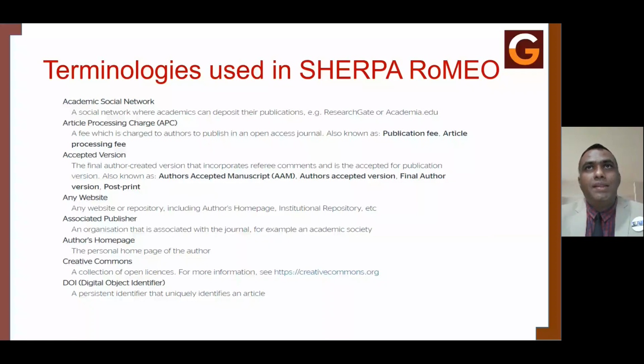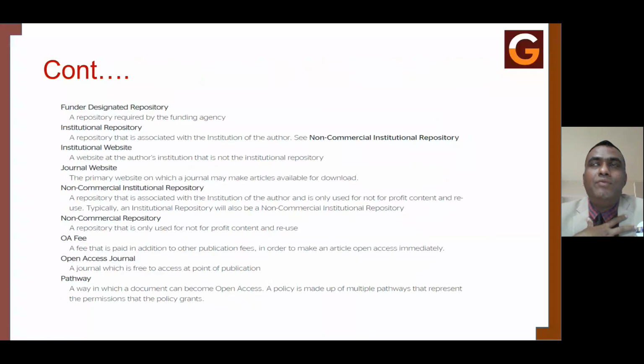It's very important since research is happening across the globe, with different researchers and different research publications. It's very important that the DOI number is assigned so that people can use this unique number, search on the internet, and identify the paper easily. Another terminology given under Sherpa Romeo is funded designated repository, a repository required by the funding agency. For example, if I've conducted a project funded by Karnataka State Council of Science and Technology, after the project is completed, I may be publishing a research paper in a particular journal.